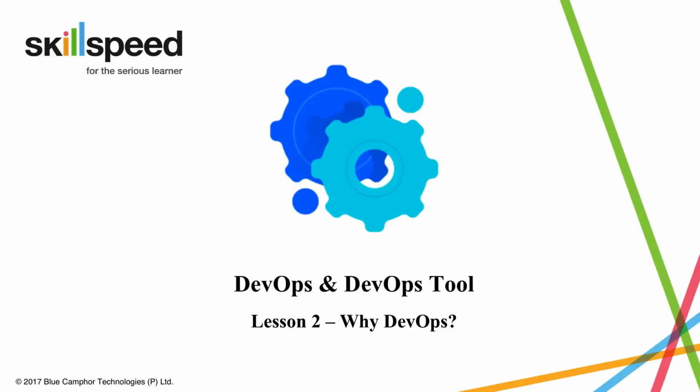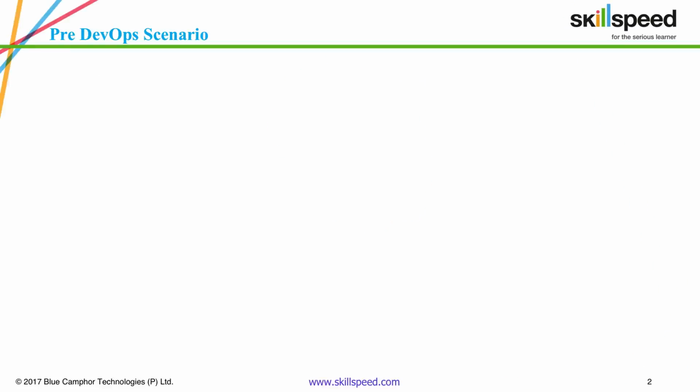This is lesson 2 of section 1 in which we are going to discuss DevOps and DevOps tools. And in this particular video, we are going to discuss why DevOps. So before we go ahead with the DevOps benefits and things like that, let's take a look at some of the pre-DevOps scenarios, what exactly used to happen when DevOps was not there in the picture.